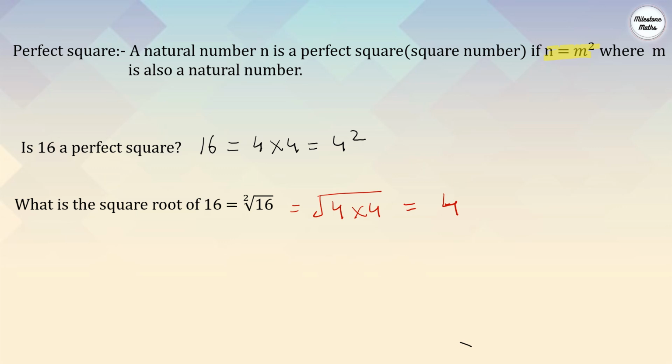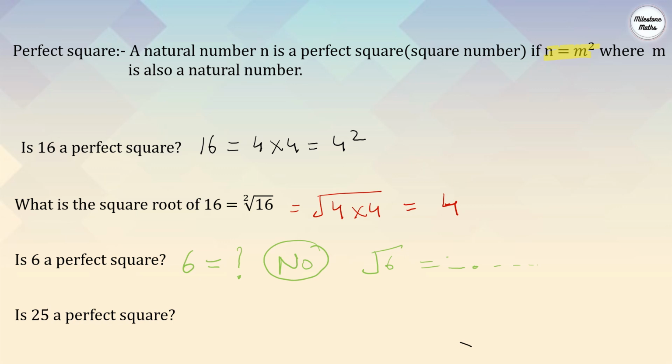Now let us see the next number, 6. Is 6 a perfect square? Can we write 6 as a square of some other number? We cannot write 6 as a square of some other number. So 6 is not a perfect square. So we can find the square root of 6 also, but the answer will come in decimal. So if it is a perfect square, the square root of that number is a natural number. If it is not a perfect square, the square root of that number will be a decimal number. Now let's see another number, 25.